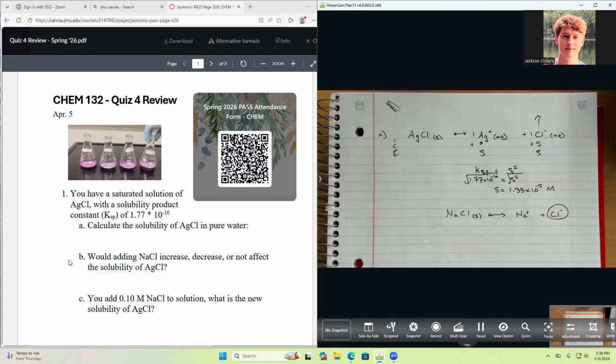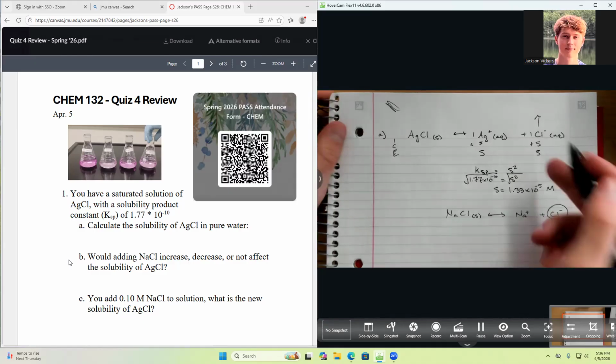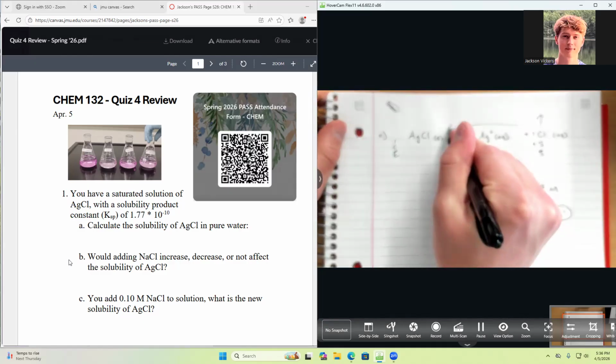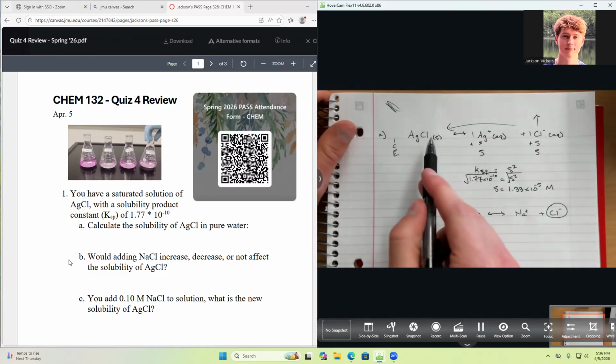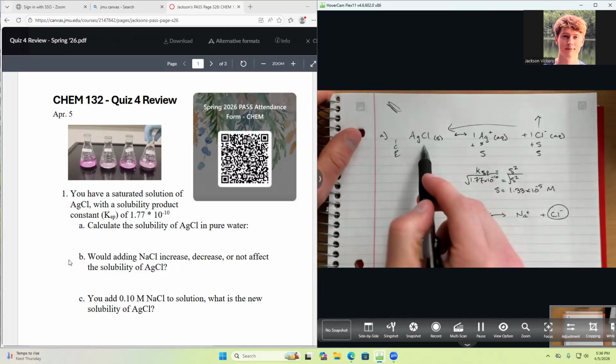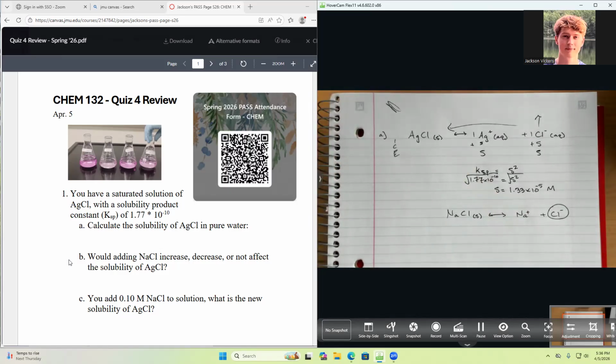It's like a balance beam. If we add one thing to another side, it's going to try to do the opposite to get it back to balance. So if we add more chloride, it's going to go to the left side. Basically, it's going to start spitting out more and more of the solid. We're decreasing the solubility of this salt. Is that good for everyone?